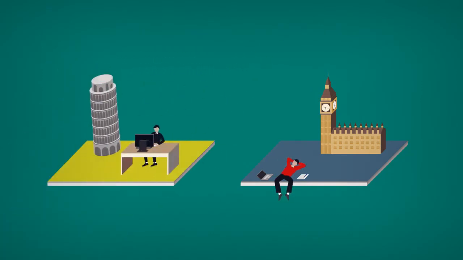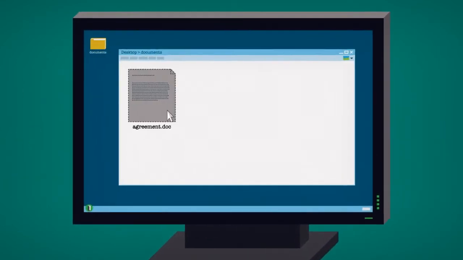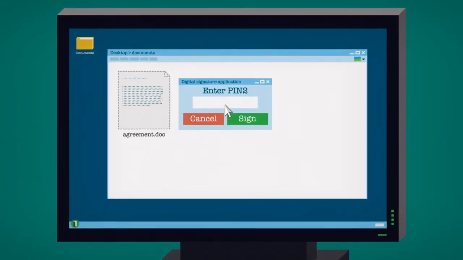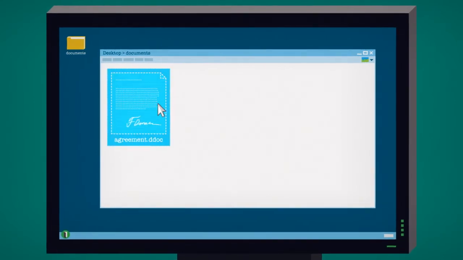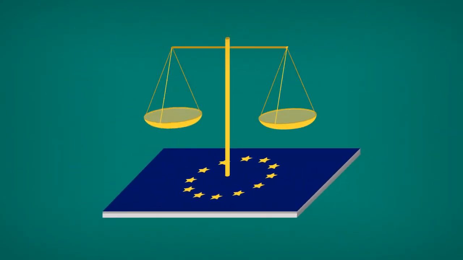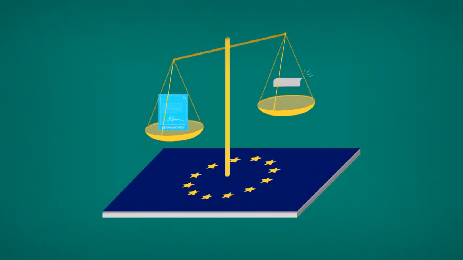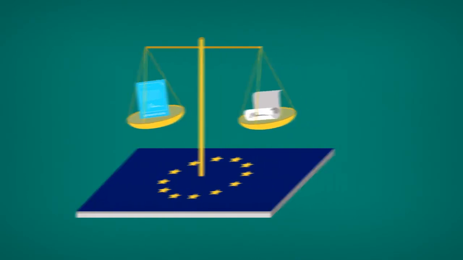Now, if Filippo and his business partner used digital signatures, they could close their deals in a matter of minutes, not weeks. They'd only need to select the document, right-click it, sign digitally using their secure PIN code, and then send it off by email. The process is completely paperless, and in the European Union, a digital signature is just as valid as one made with ink. But it gets even better.